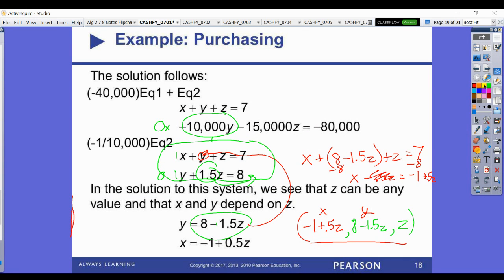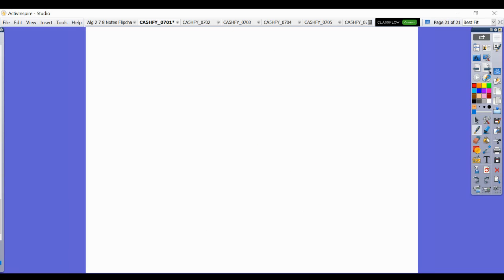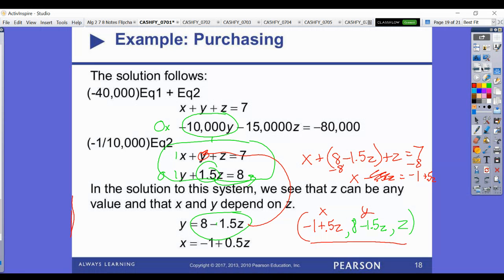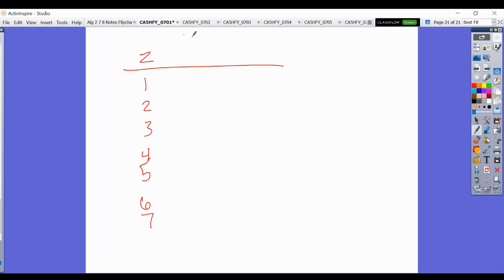So let's make a little chart. I'm going to skip this page real quick, and we're going to make a little chart. If z is 1, 2, 3, 4, 5, 6, or 7, what happens? So let's take a look at our equations. y is 8 minus 1.5z. So what happens if I do 8 minus 1.5 times 1? Well, that's a decimal. That's not possible. If I put a 2 in here, then that becomes 3. 8 minus 3 is 5.